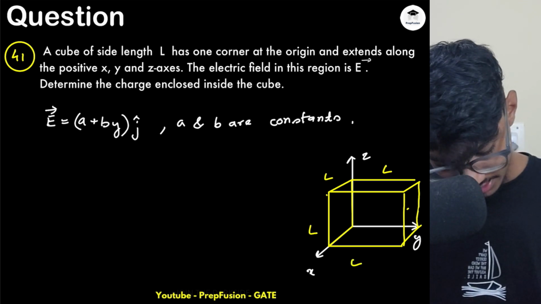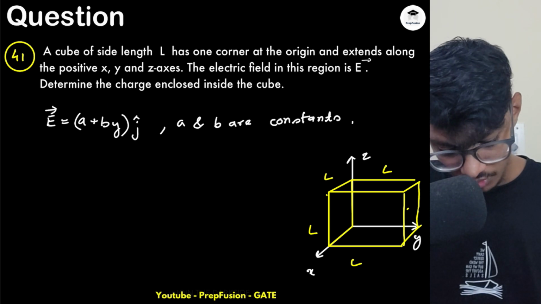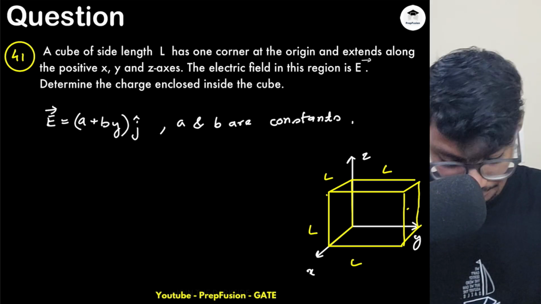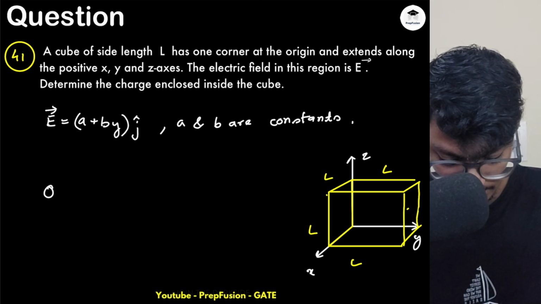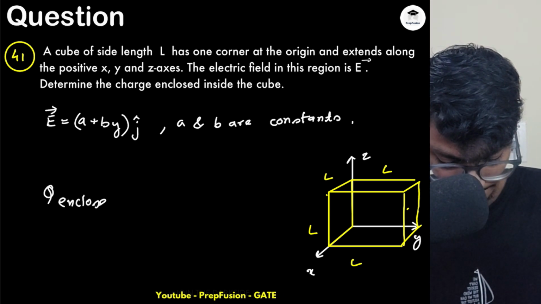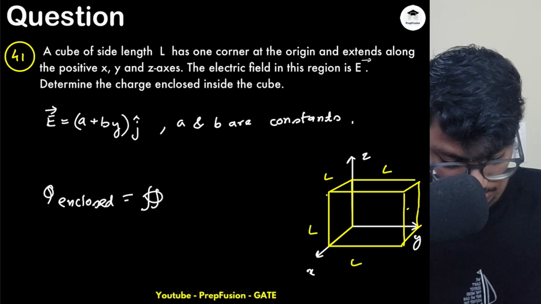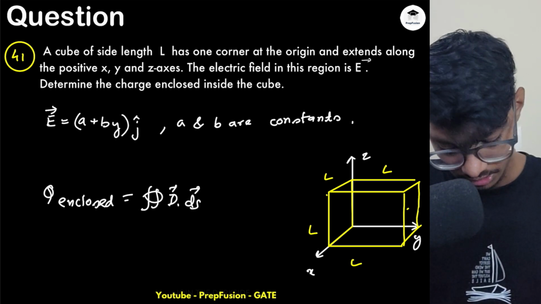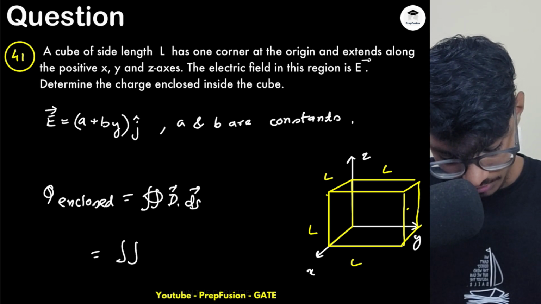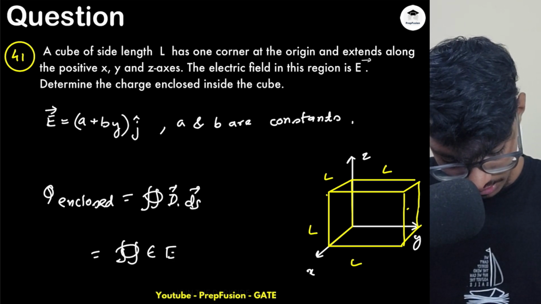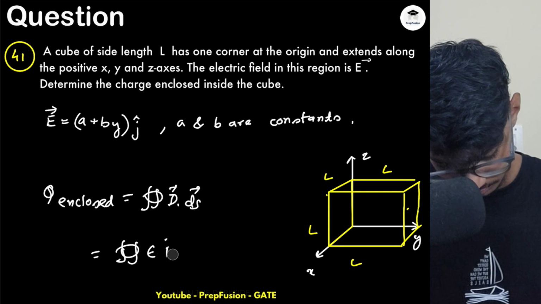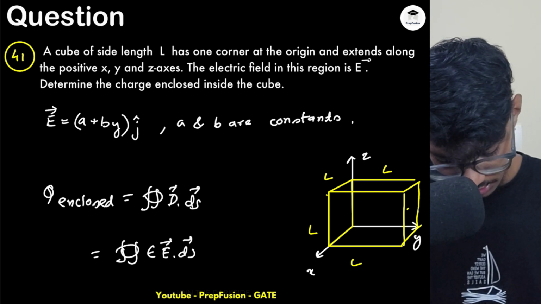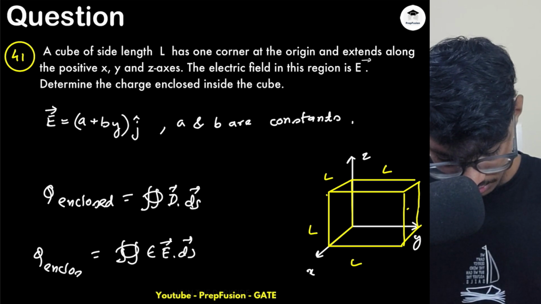So what are they asking? They are asking the charge enclosed inside the cube. How do I find out the charge enclosed inside the cube? What I know is this basic formula, that Q enclosed is the closed surface integration of D dot ds. And if I want to convert it into electric field, this will be epsilon E dot ds. Okay, this will be my Q enclosed.